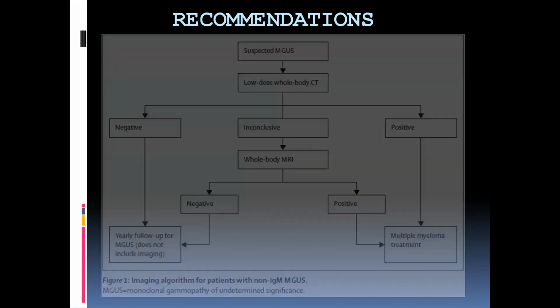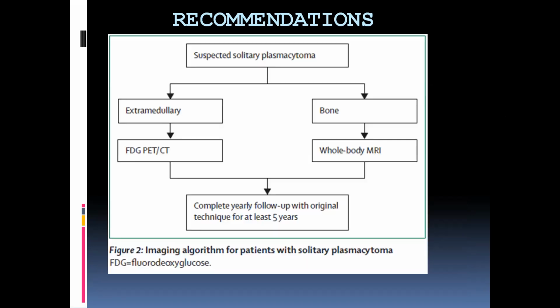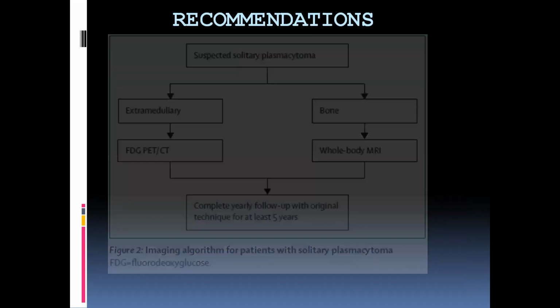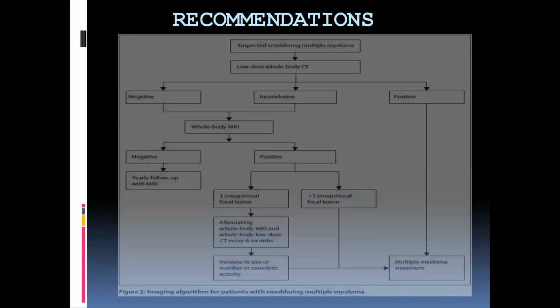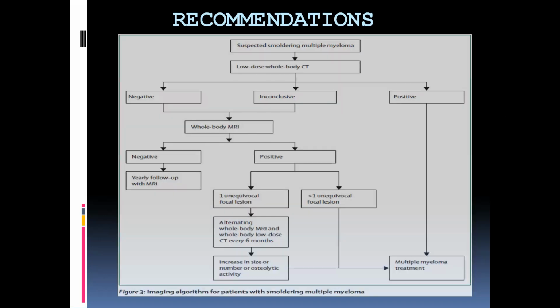Now, if you have a suspected plasmacytoma, you suspect it either in bone or extramedullary, which is soft tissue. If you suspect bone, you do a WBMRI. If you suspect extramedullary, you do an FDG PET-CT. For those who don't remember, FDG means fluorodeoxyglucose, and you do a complete yearly follow-up with this technique for at least 5 years. If there is nothing found, then okay, no disease, but you have to follow up with the patient for at least 5 years.